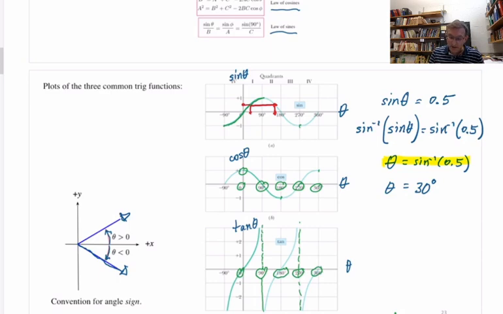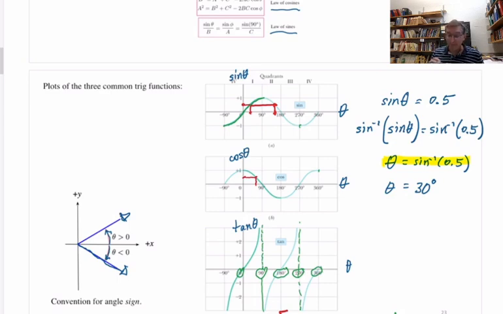Similar kind of thinking applies to the cosine graph or the tangent graph. What if I tell you that cosine theta equals 0.5? What's theta? So let's go to 0.5 on the cosine theta axis, roughly. Go over till we get the curve, and then come down. You can see it's going to be a bigger angle than it was for sine. If you take the inverse cosine of 0.5 with your calculator in degree mode, you'll find it's 60 degrees.